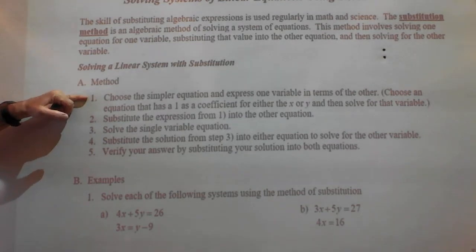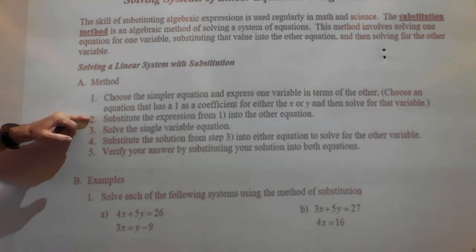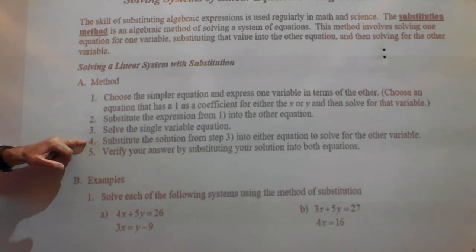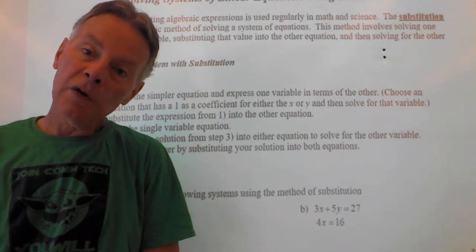The first thing you want to do is choose the simpler of your two equations and isolate the variable that's easiest to isolate. And generally that's the one with a coefficient of 1. Take that value that you found for your isolated variable and substitute it into your other equation. That results in an equation having only one variable, which can then be isolated and a value can be found. And then finally, that value is substituted into either equation and you get your solution.